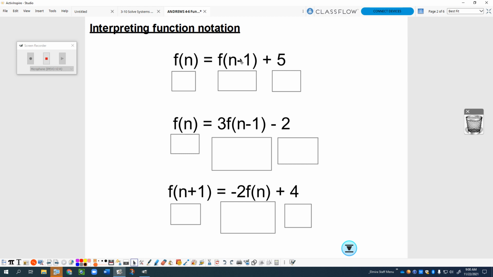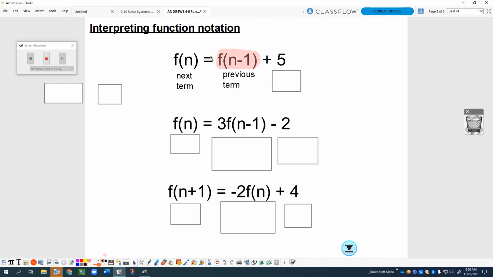Let's look at this first one and interpret it. So f of n means next term, or whatever term, the next term. F of n minus 1, it looks like you're going to distribute, but you're not distributing anything. This is notation. Remember that all of those symbols together mean previous term. That is not something I'm going to distribute or sub in or anything like that, okay? I'm not going to sub in a number for n, I should say.